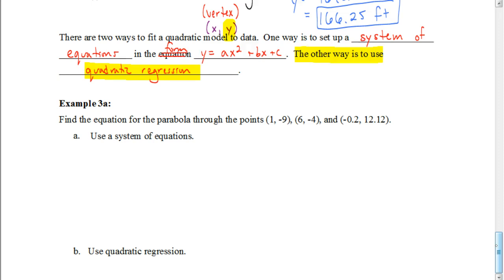But you do want to make sure you know how to use your calculator to come up with a quadratic regression for points. So with that, we will stop this video, and make sure to watch the next video so you can learn how to do that piece on your calculator.